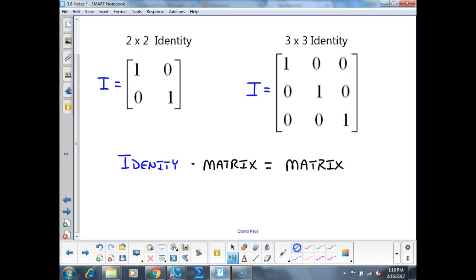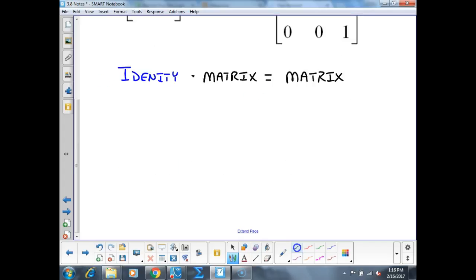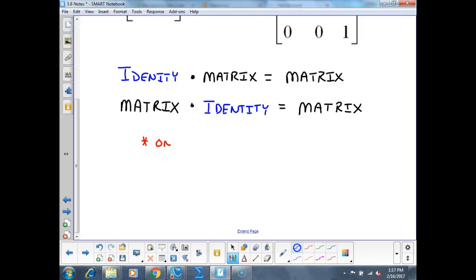Now, here's the kind of crazy part: I can take that same matrix and multiply it by the identity on the right side, and I get the same thing. It's the one time in matrix multiplication that order doesn't matter.